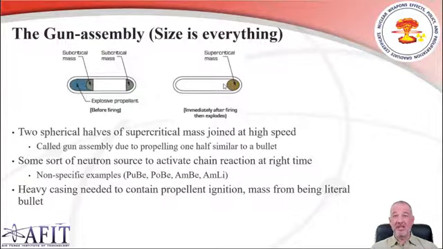The reason it's called gun assembly style is because basically that's what you're doing. You're using that second half and shooting it like a bullet into the first half. And what you're trying to do is you're trying to assemble these halves very quickly so that your fission reactions don't start until that supercritical mass is already assembled.